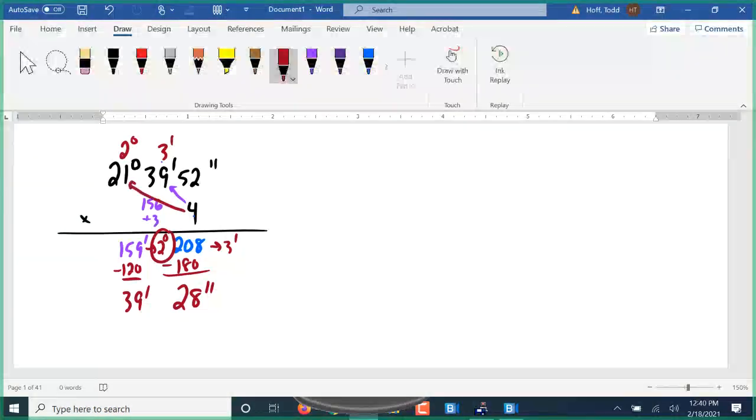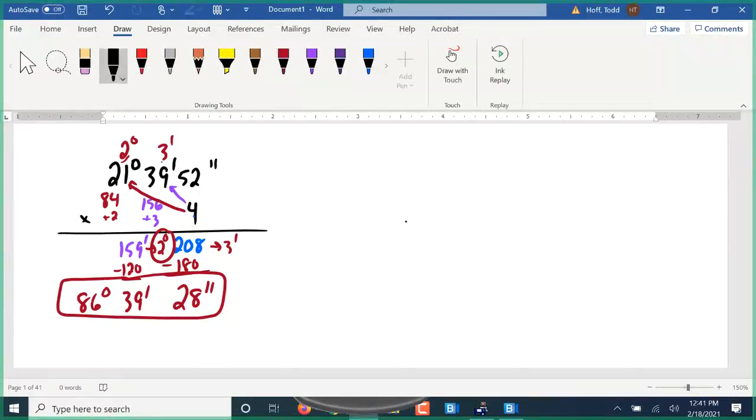Finally, we do 4 times 21, which is 84, plus the 2 that we carried is 86 degrees. That is not a short process, not a simple process by any means, but it's the same as our processes with other measurements, just a little bit larger numbers is all. So division is the one where we go the other direction.